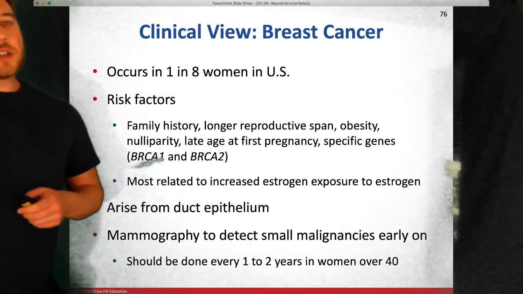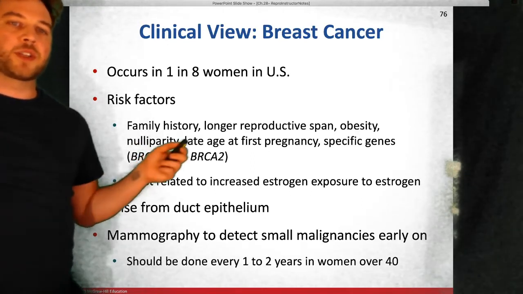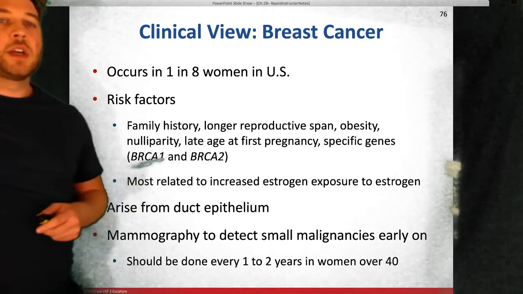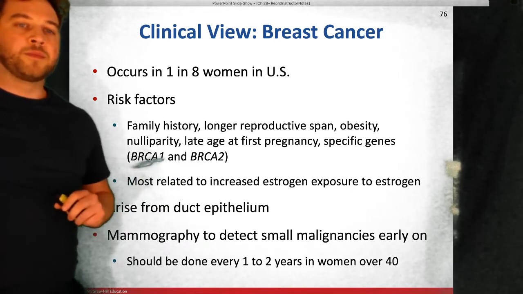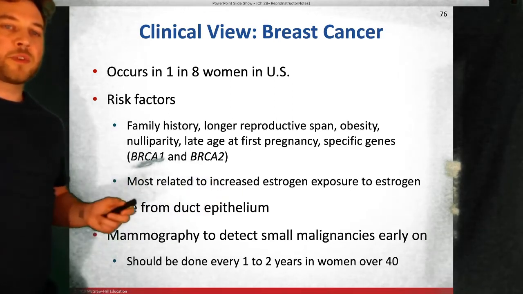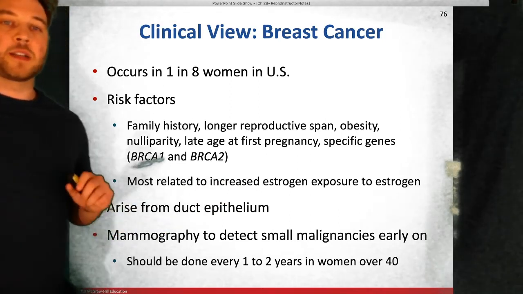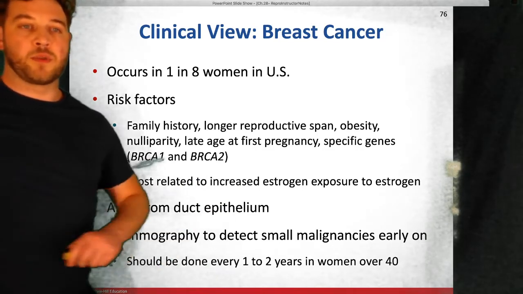Breast cancer occurs in 1 in 8 women in the US. Several risk factors: family history, longer reproductive span, obesity, nulliparity, late age, and specific genes, the BRCA1 and 2. Most are related to increased estrogen exposure and arise from the duct epithelium. You can have mammograms to detect small malignancies early on. They should be done every 1 to 2 years in women over 40.